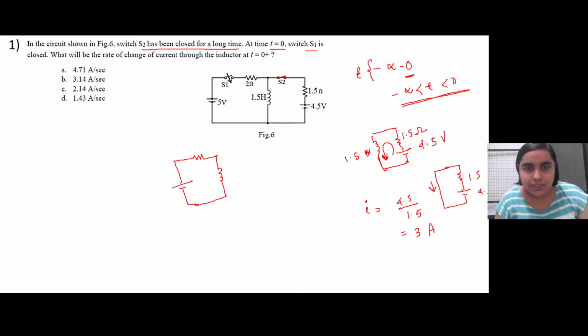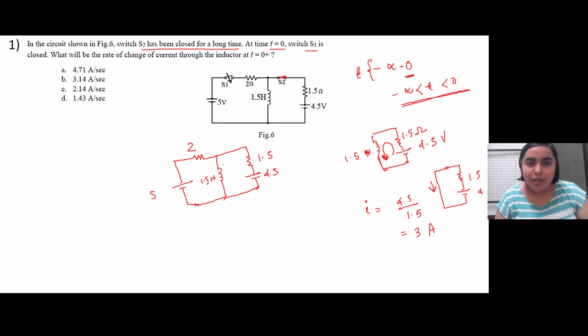So this has come into picture, this is already there. 4.5, 1.5 ohm, and this is 2 ohm, this is 5 volt, 1.5 Henry. Now initially, just when this switch has just been closed, 3 ampere current was already flowing through this inductor because of the steady state that was achieved in this circuit before time t equal to 0.